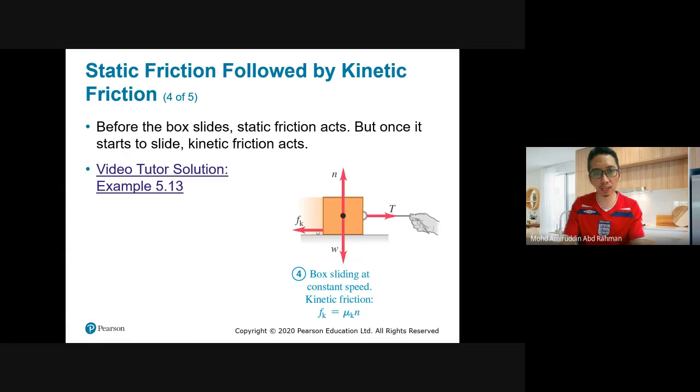The last case is when the object has already slid. Now it moves, so we have Fk. Fk equals mu k n.